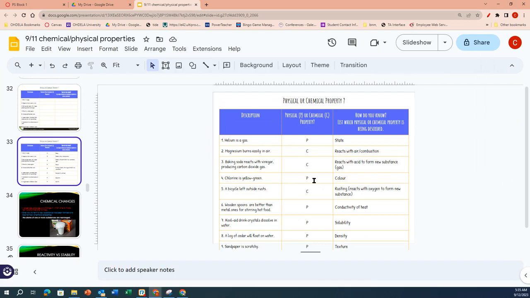Chlorine gas is yellow-green. That's color. Bicycle left outside, it's chemical. Rusting reacts with oxygen to form a new substance. So we see again, form a new substance. Physical property of wooden spoons, conductivity of heat, less conductivity. Kool-Aid crystals dissolve in water. Solubility is a physical property. Floats in water, cedar log. Density is a physical property. Sandpaper is scratchy. That's texture. It's a physical property.